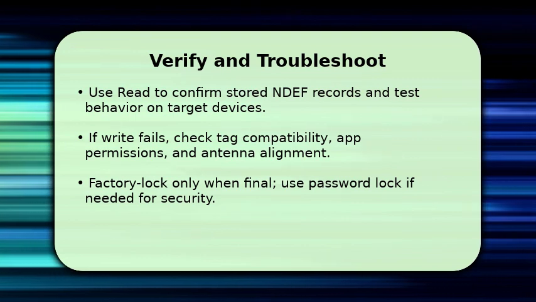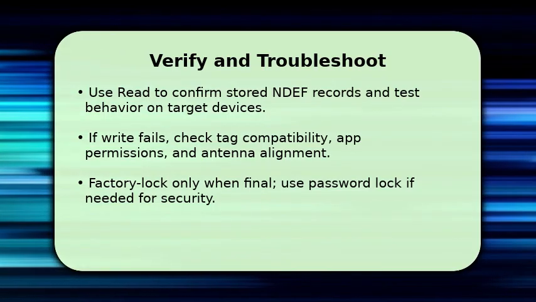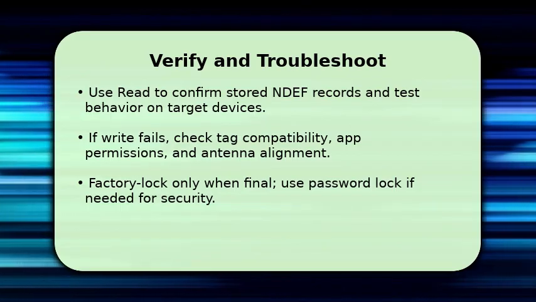phone or reader. If something fails, check 3 things: compatibility of the tag type with your record size, that NFC and app permissions are active, and that the tag was aligned over the antenna during writing. Make sure not to permanently lock the tag until you're certain. If repeated errors occur, try a different tag or reboot the phone and retry the write process.